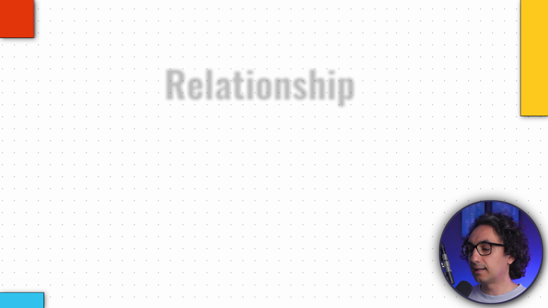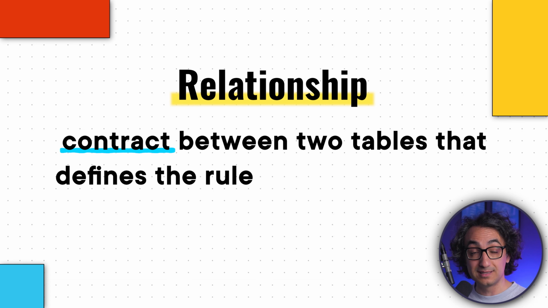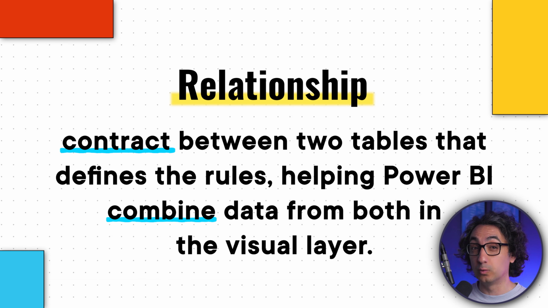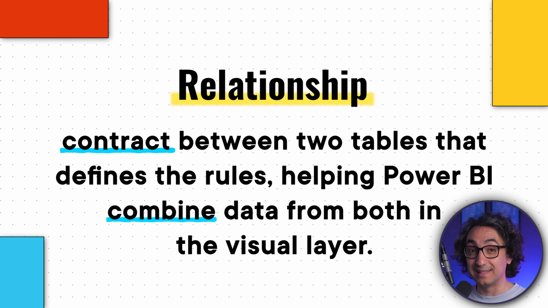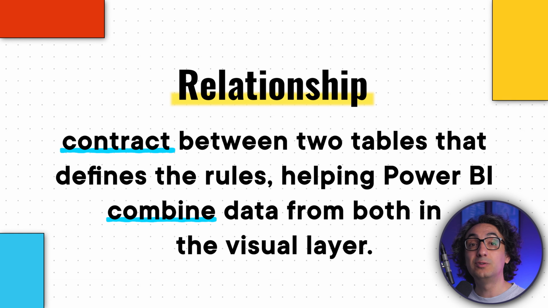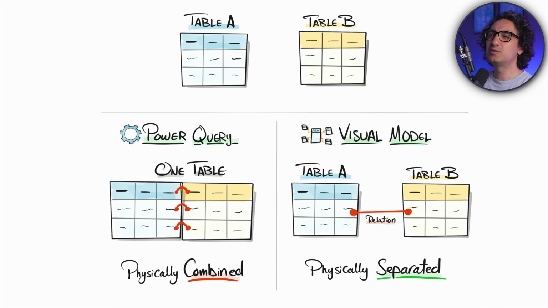A relationship is like a contract between two tables that defines the rules telling Power BI how to filter and how to combine the data from those two tables into one visual in the front end. And now you might say, wait, you said relationships don't combine data, only merging in Power Query combines. So now we are combining actually in relationships. So what is going on? Let's zoom out again.